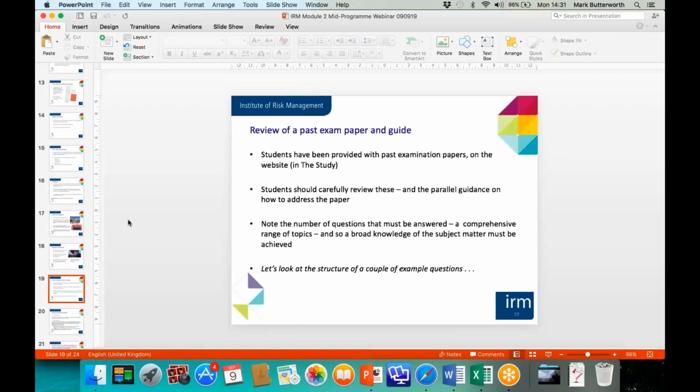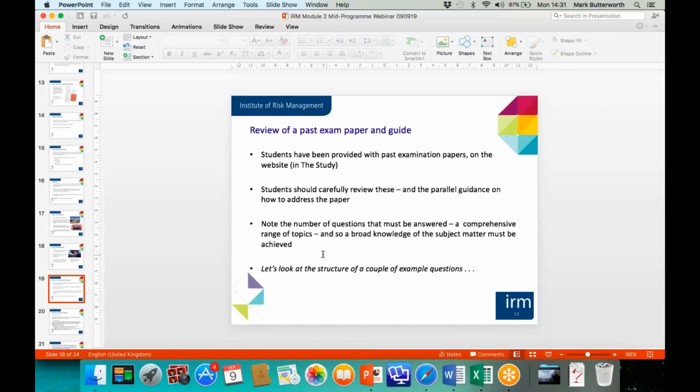Now we're going to talk about past exam papers and some questions to illustrate just how well you need to know these things. Students have been provided with past exam papers on the study website. I'm sure you've been in there. Make sure again that you're in module 2 and November exams and so on. They're really helpful. I really used to use these a lot when I was taking exams.